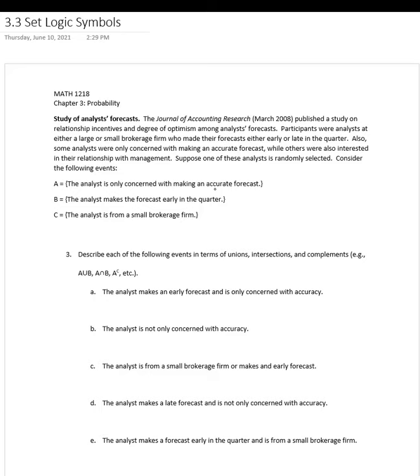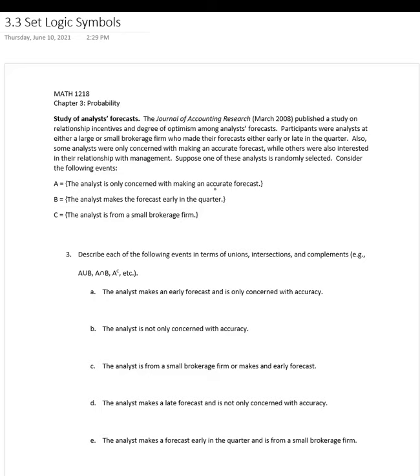The Journal of Accounting Research from March 2008 published a study on relationship incentives and degree of optimism among analysis forecasts. Participants were analysts at either a large or small brokerage firm who made their forecasts either early or late in the quarter. Also, some analysts were only concerned with making an accurate forecast, while others were also interested in their relationship with management. Suppose one of these analysts is randomly selected.